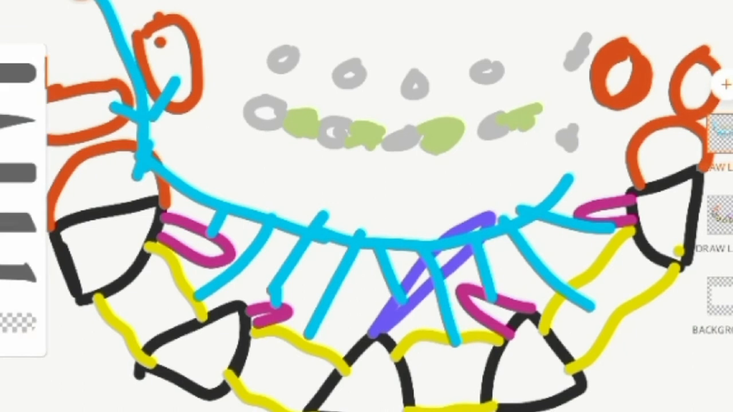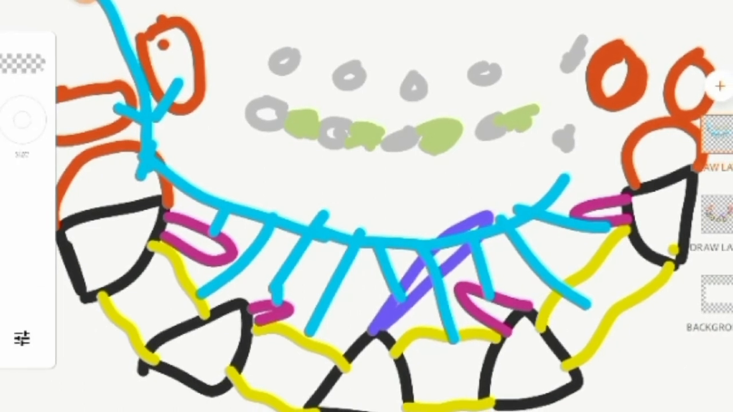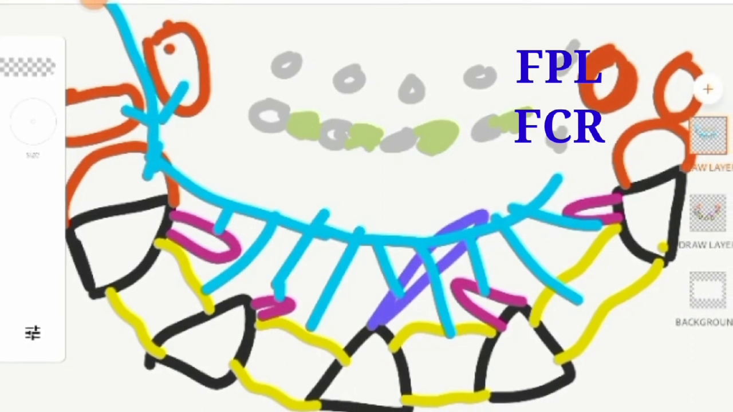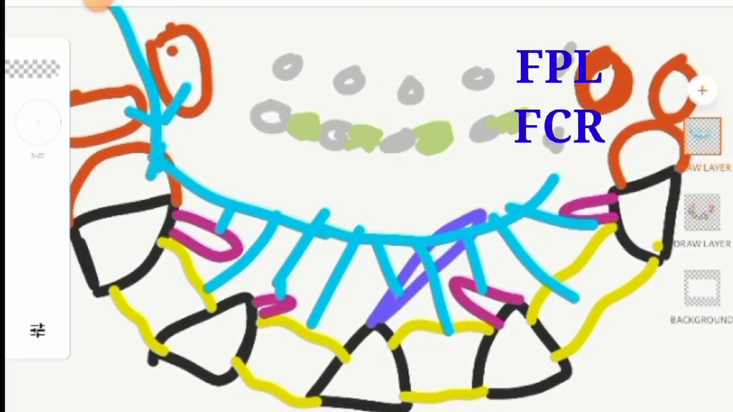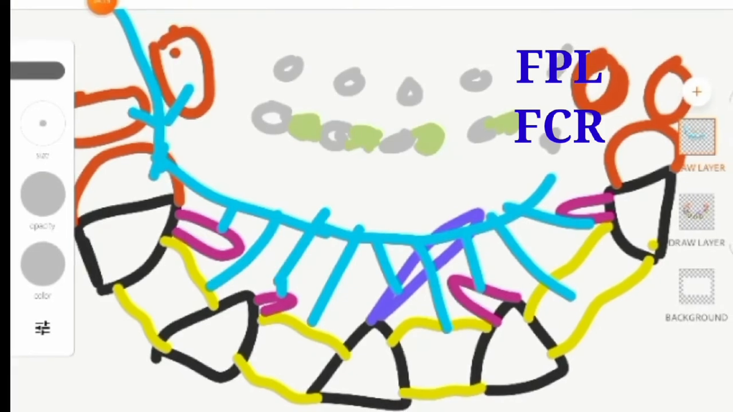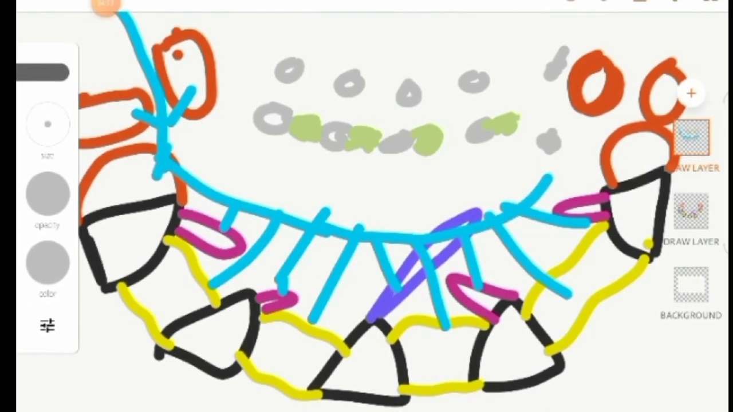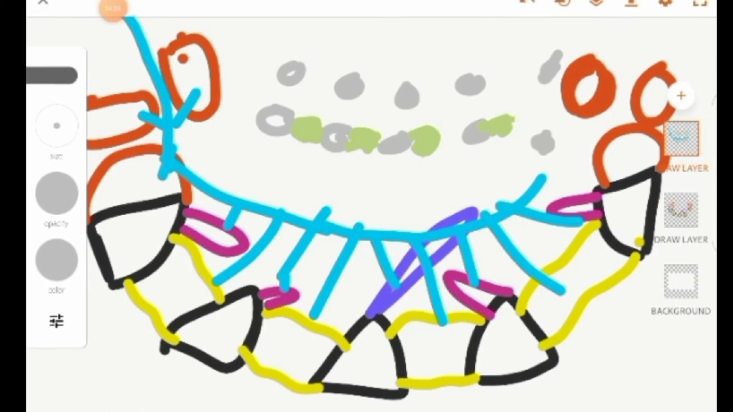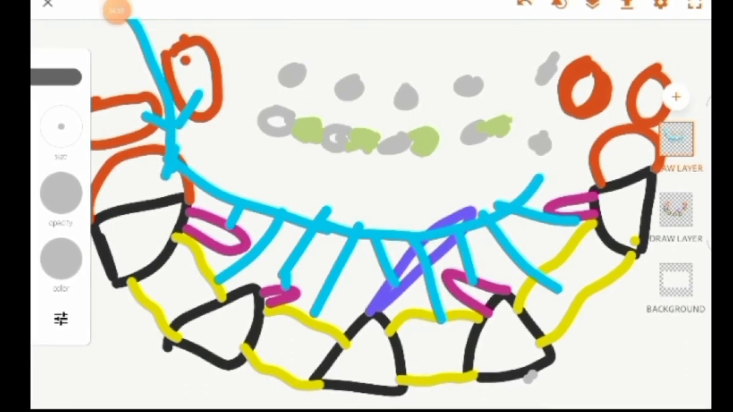Another 2 long tendons present are the flexor pollicis longus muscle and flexor carpi radialis muscle. Flexor carpi radialis is inserted into the palmar side of the base of the second and third metacarpal bone.